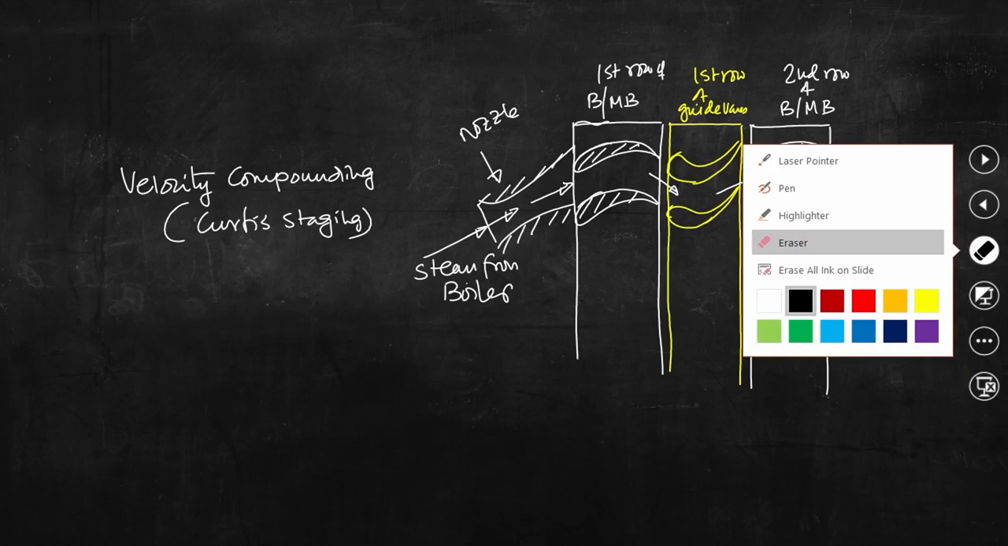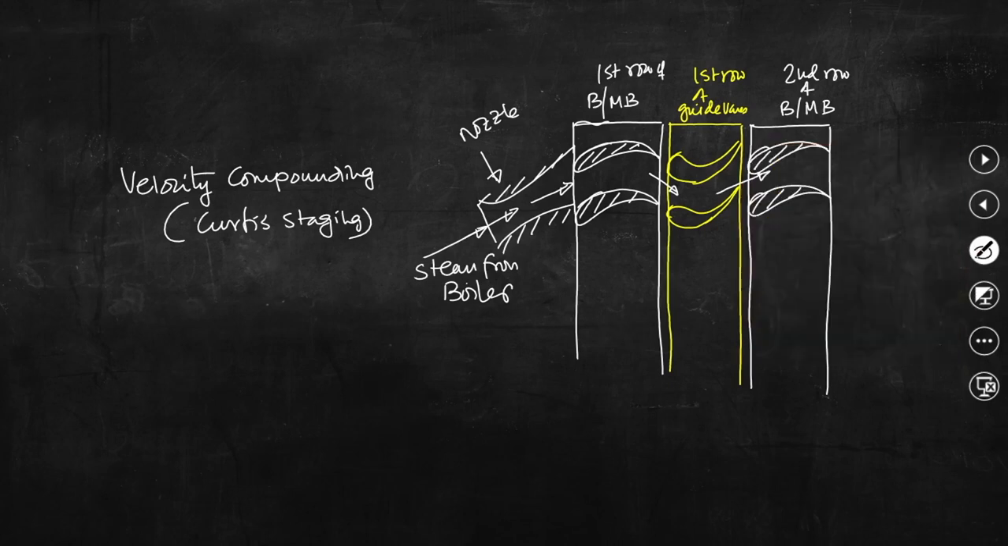If I now draw it, the steam pressure at the inlet to the nozzle is P naught, because this is the inlet. That is the boiler pressure, and the pressure will drop drastically inside the nozzle, and the pressure will remain constant thereafter as the steam passes through.